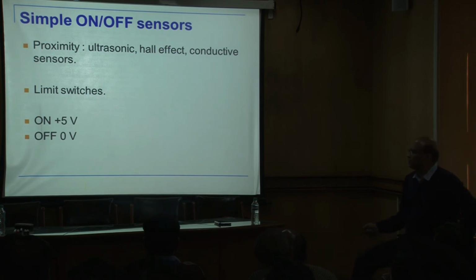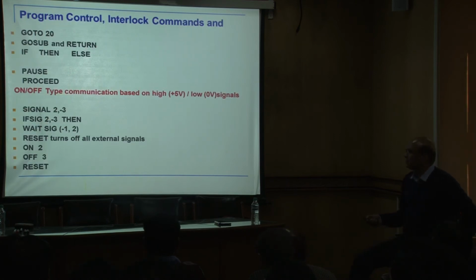So the syntax for doing this is called signal. Signal stands for signal, and this is the channel number, 2, 3. So the robot will be having many channels. And this means channel number 2 is plus and channel number 3 is minus. So we can use different kinds of logical statements. For example, go to 20. This is a basic language structure. So go to 20 means go to line number 20.